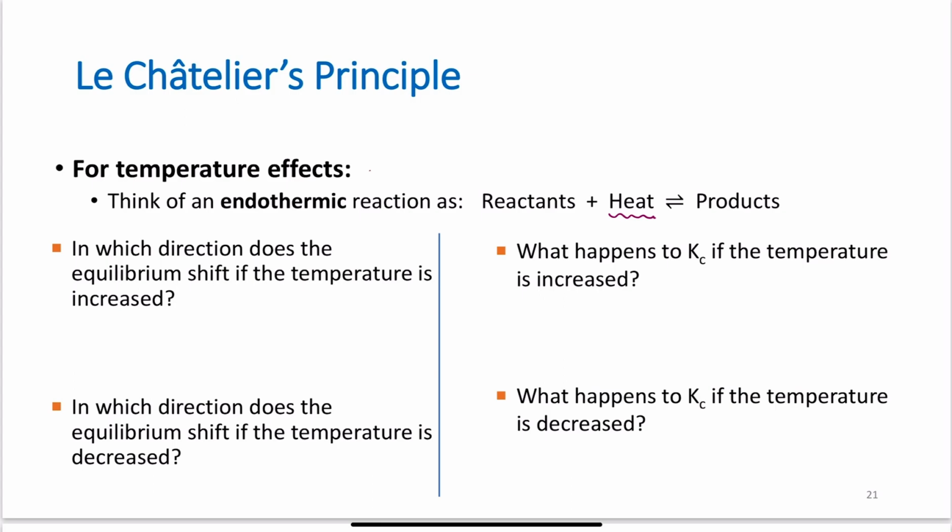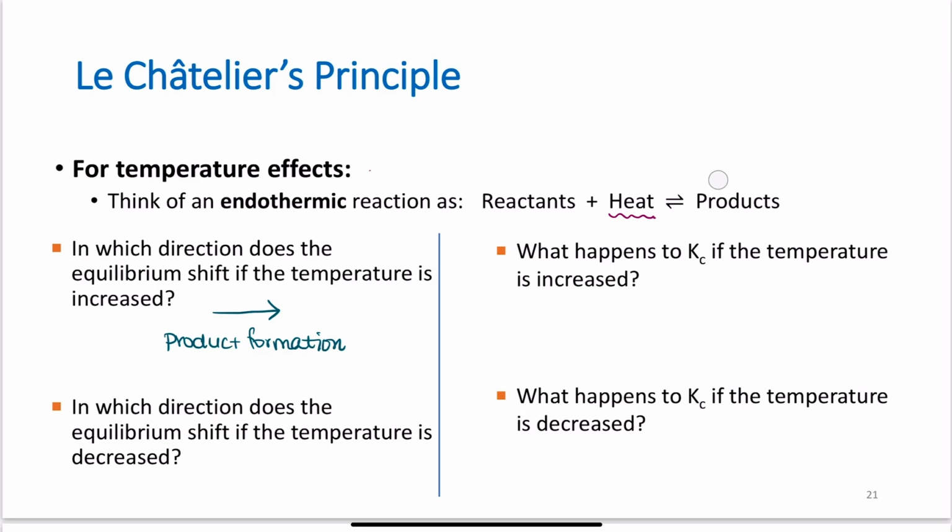So which direction does the equilibrium shift if the temperature is increased? I have added more heat to the system. This system needs to now counterbalance what you just did to it. You've made the reactant side heavy. The way it's going to adjust for that is it's going to produce more product. So it's going to shift towards product formation. I've added heat, which is a reactant. So in order to counteract that, it's going to take some of that reactant and some of the other reactants and make more product.